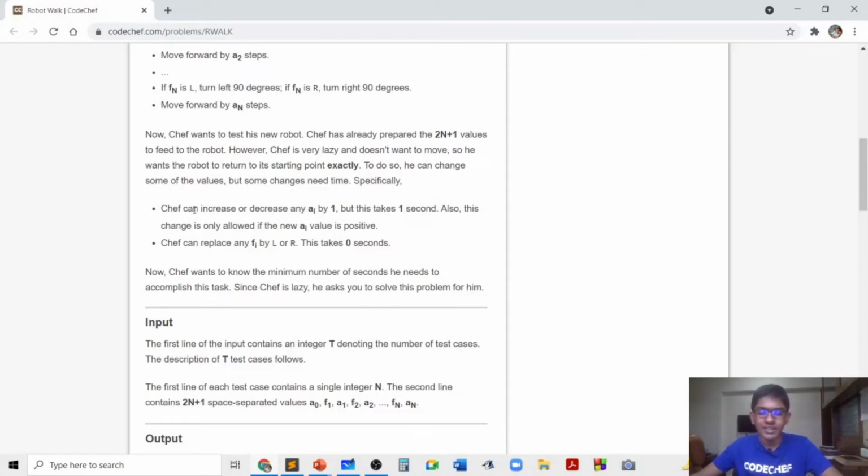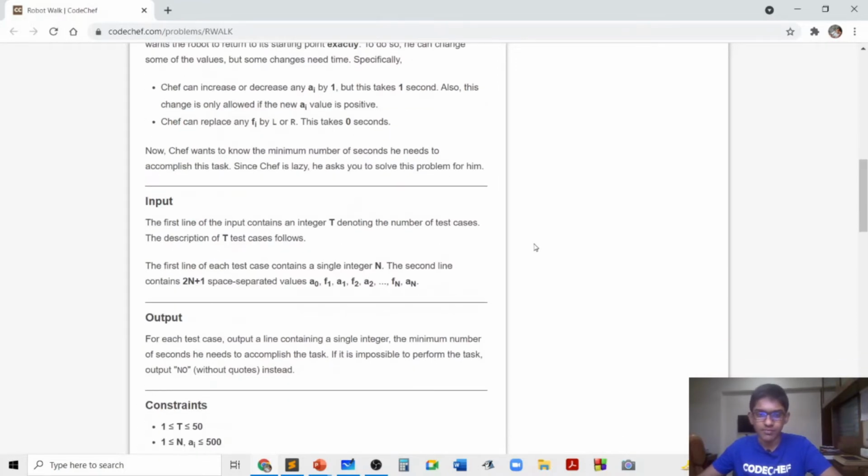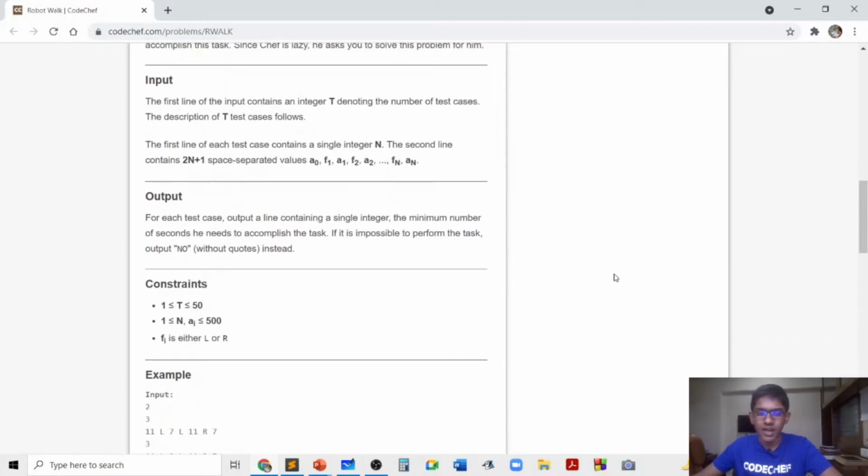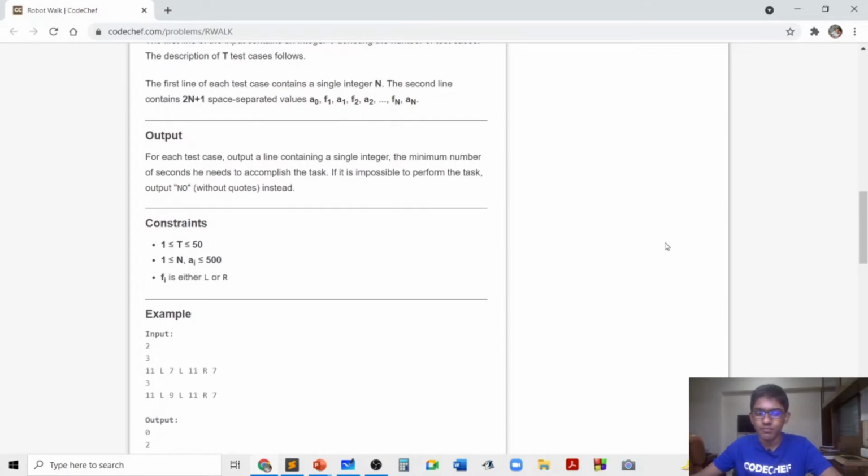And we need to basically find the minimum number of the first type of operations which we should do to make the robot come back to its original position. And we need to answer this for t test cases. It's important to note the constraints that t is less than or equal to 50 and n and ai are less than or equal to 500. I'll mention this later as I explain the solution, why it's important. And if it's impossible to accomplish this task, we just need to print no.